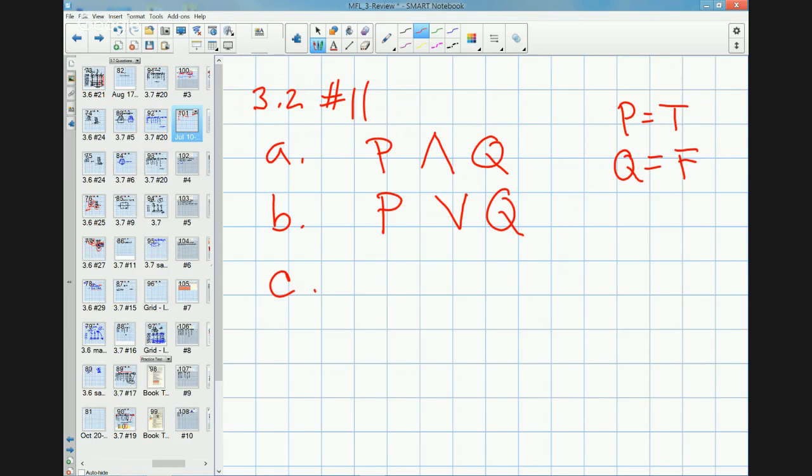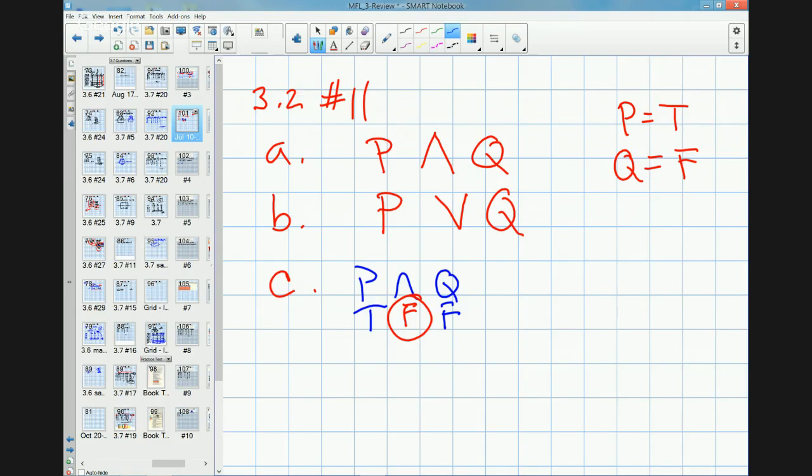So we're supposed to find the truth values of these things. So let me change colors here. So let's do the first one, P and Q. So if P is true and Q is false, what's the rule for combining? True only when they're both true, right? Yes. So let me change to red. So the answer to that part is false.